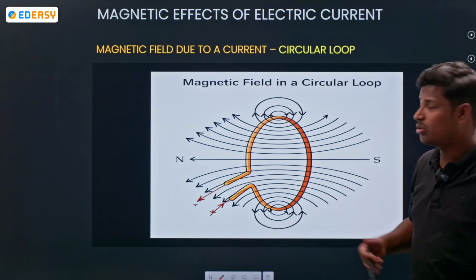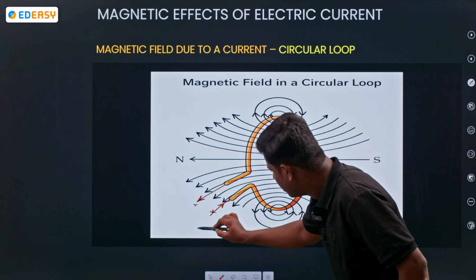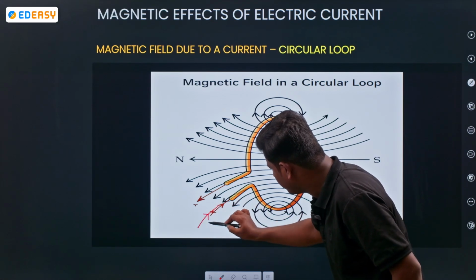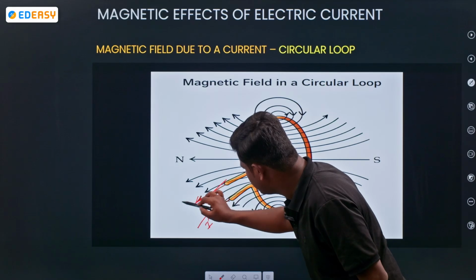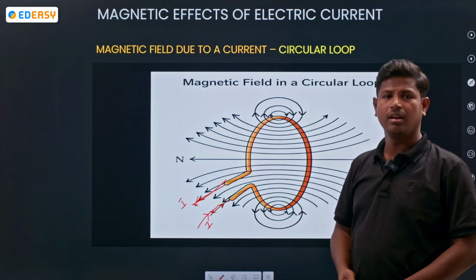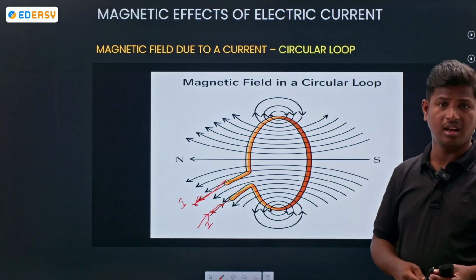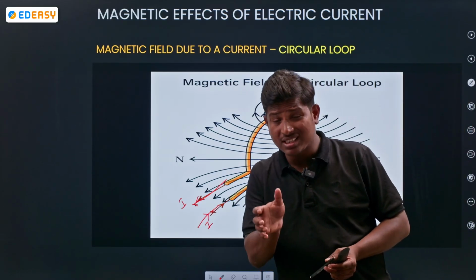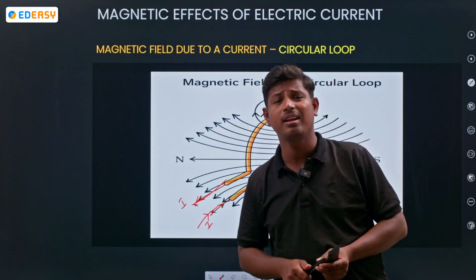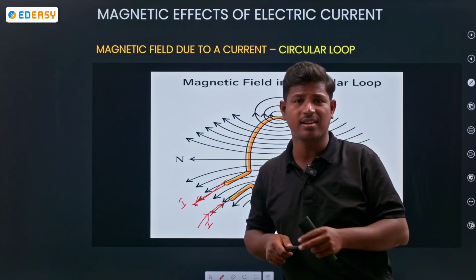Look at the diagram. How will the loop be? Circular only. See, here the current is entering, and here it is leaving. Just now we discussed how a straight current carrying conductor produces a magnetic field. It forms concentric circles, right?